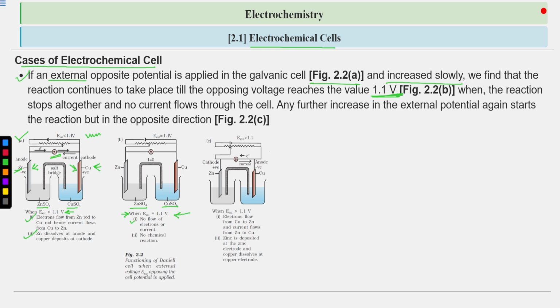Then what will happen? There will be no flow of electrons, no current will be observed, and no chemical reaction will happen because there is no electron flowing. If no current is flowing, no electron flowing, that means no chemical reaction is going to happen.